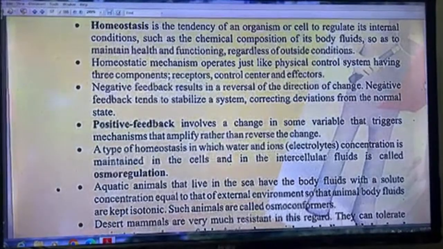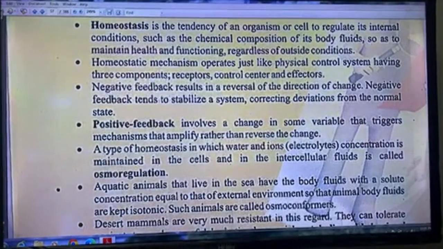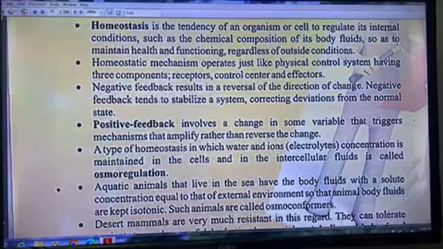A type of homeostasis in which water and ion electrolyte concentration is maintained in the cells and in the intercellular fluid is called osmoregulation. Aquatic animals that live in the sea have body fluid with absolute concentration equal to that of the external environment, so that the animal body fluids are kept isotonic. Such animals are called osmoconformers.